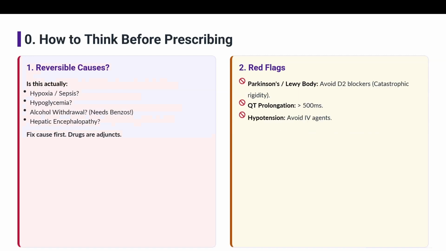So, how to think before prescribing? You must have a few considerations in mind before prescribing any antipsychotic because it has a lot of side effects. Is it a reversible cause like hypoxia, sepsis, hypoglycemia, alcohol withdrawal, hepatic encephalopathy? In all these cases, if the patient is agitated or having delirium, try to fix the causes rather than giving an antipsychotic drug. So fix the cause first. Drugs are just adjunctive. Red flag signs: in Parkinson's, avoid D2 blockers, it has catastrophic rigidity, avoid Serenase or haloperidol. It can cause further worsening of Parkinson's. In case of QT prolongation, try to avoid antipsychotics. In case of hypotension, avoid IV agents.